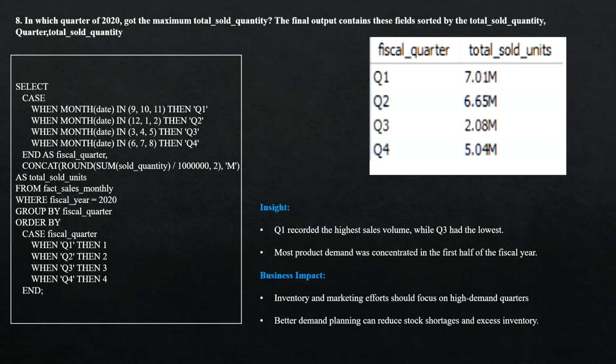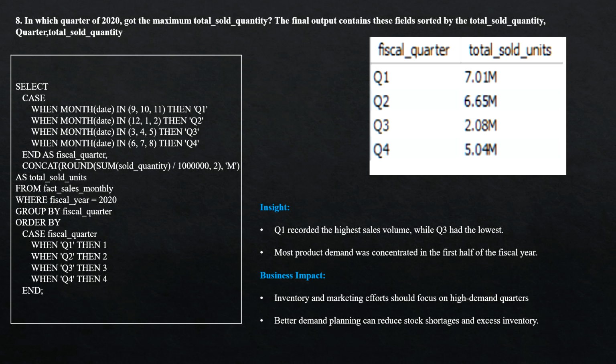Request 8, in which quarter of 2020 got the maximum total sold quantity. The final output contained these fields sorted by the total sold quantity, quarter, total sold quantity. So here we can see I have written this SQL query using the case, and fiscal year quarter 1, quarter 2, quarter 3, quarter 4, and the total units sold.